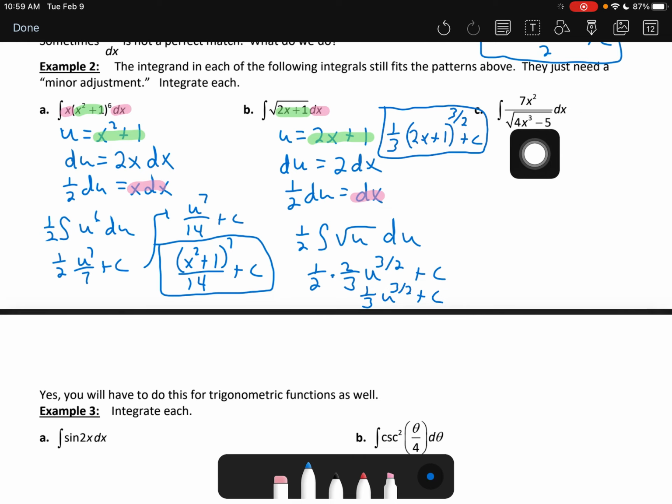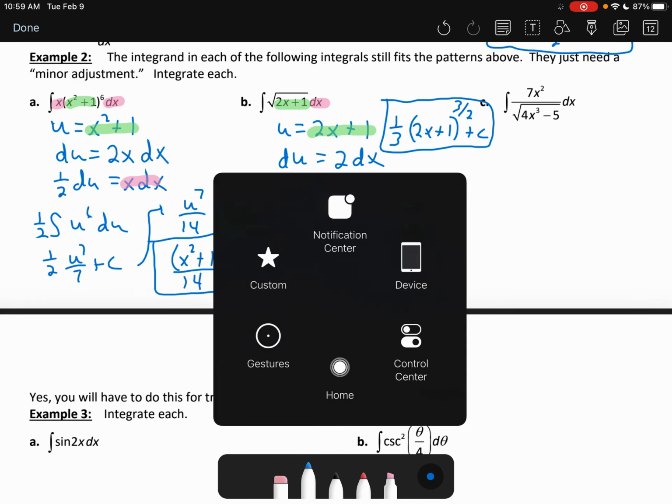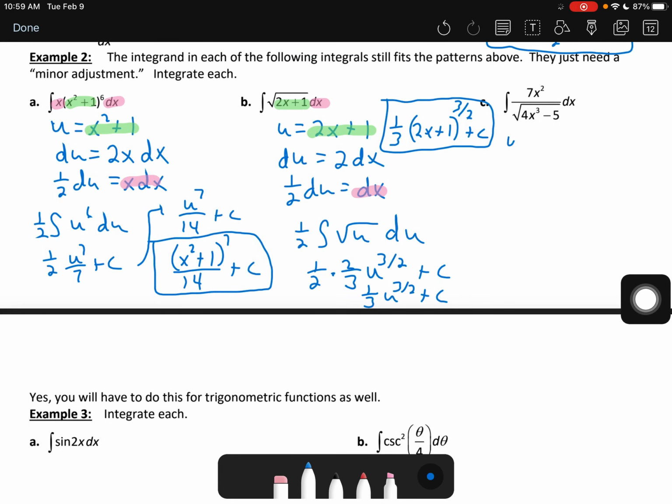But, so we want to let u equal, again, the one that has the higher degree on the term, because when we do the derivative, we want it to become something close to this other part, okay? So let's let u equal the 4x cubed minus 5, all right? So u equals 4x cubed minus 5. Derivative of that, du, is going to be 12x squared. And I'll put the dx after that again, like always.